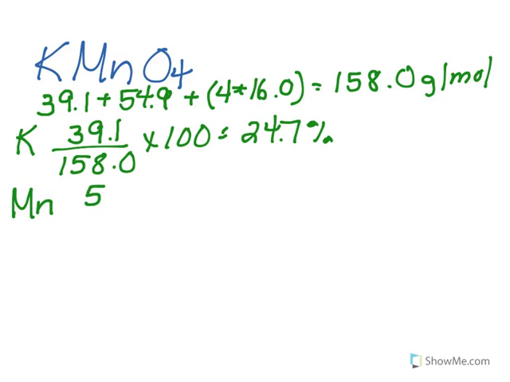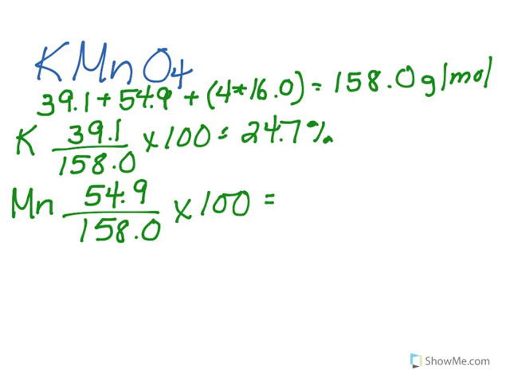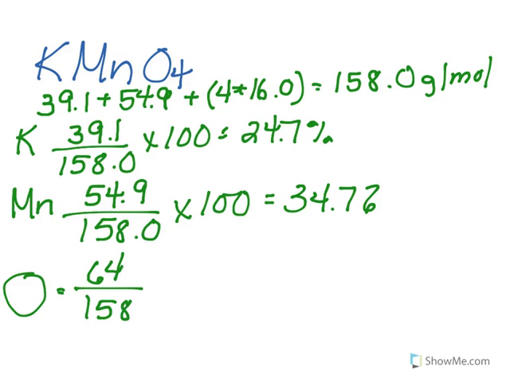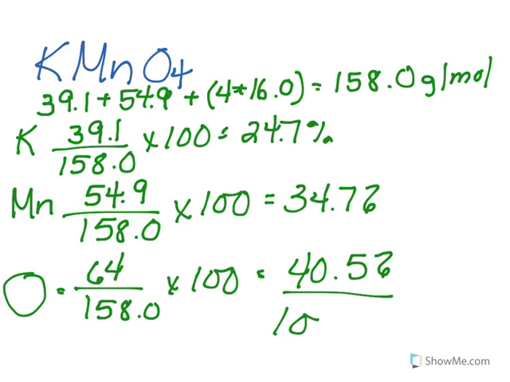Next one up, manganese. The part that's manganese is 54.9 grams per mole, out of our total 158. Divide those two, multiply by 100, we get 34.7%. Oxygen, we have to look at all 4 of our oxygens. So the molar mass is 16 times 4, which is 64, divided by our total, again 158.0, times 100 gives us 40.5%.